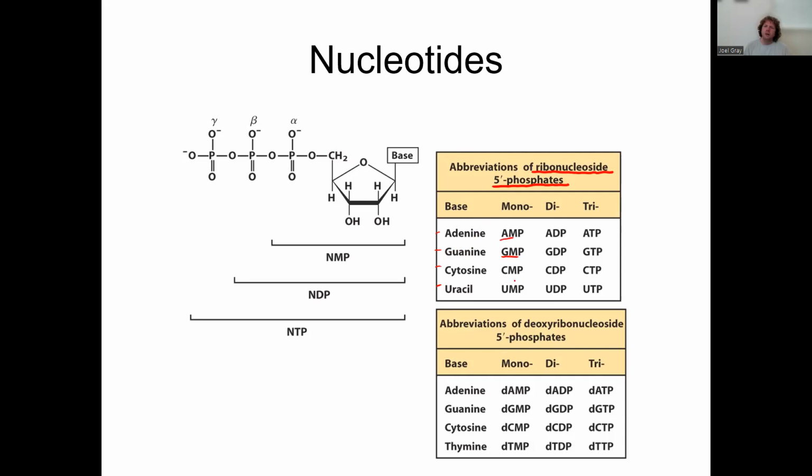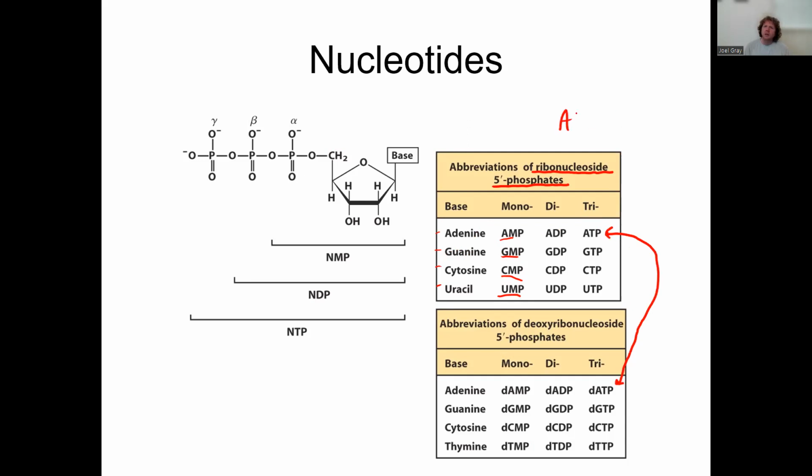AMP, GMP, CMP, UMP are the shorthand abbreviations for adenine monophosphate or adenosine monophosphate. ADP is adenine plus a sugar plus 2 phosphates. ATP is adenine plus a sugar plus 3 phosphates. Now, I'm going to relate these two items to one another.